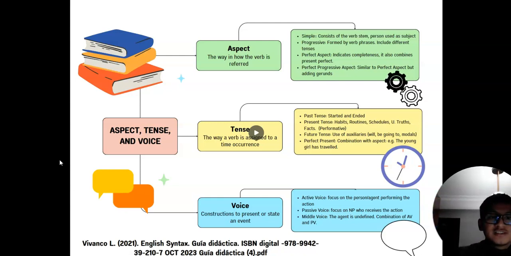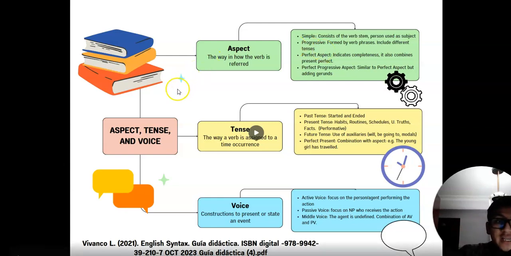Let's start. As I previously said, I'm going to talk about grammatical devices, and these grammatical devices are aspect, tense, and voice. So let's start with the first one, which is aspect. What is aspect? Aspect, briefly, is the way in which the verb is referred to.